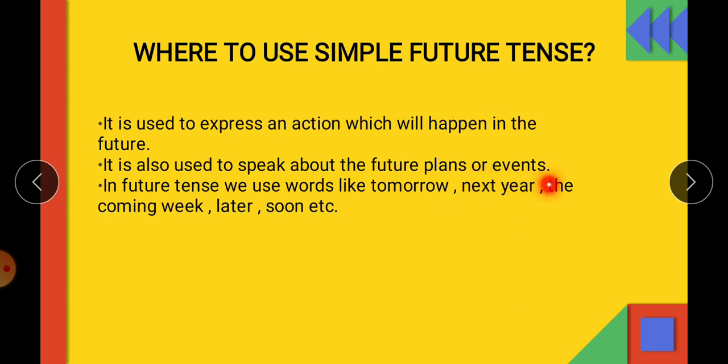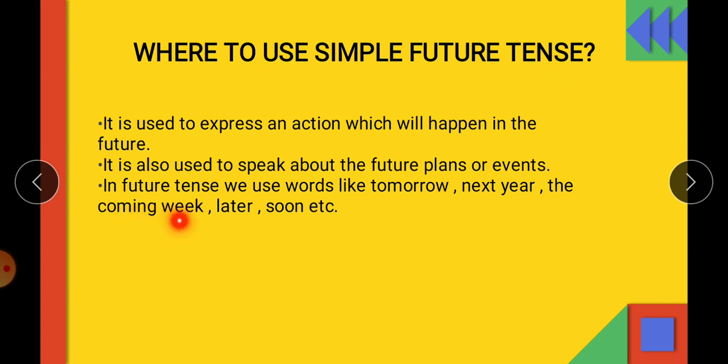Children, sometimes we plan out certain things like tomorrow we will go for a picnic, then maybe next year we will go for a foreign trip. Then maybe in the coming week we will have sports day. So there are so many things that we plan for the future, कि आने वाले समय में हम क्या करेंगे. Now whenever we want to express those actions of the future, we have to use simple future tense.